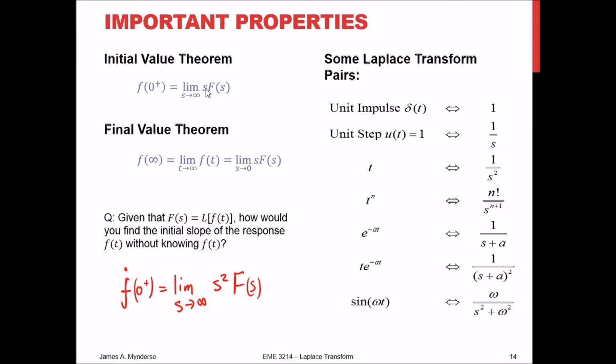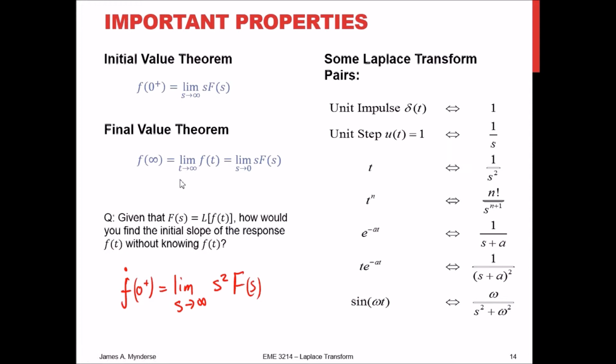Now, on the other hand, if you want to use the final value theorem, and we'll use that a lot, if you want to find the value of f at infinity, so you want to see if f ever settles out, you take the limit as t goes to infinity of f of t. That is equal to the limit as s goes to 0 of s times F of s. Multiply the Laplace transform by s, and then take s to 0. Find the limit as s approaches 0, and you will find the value as t approaches infinity.